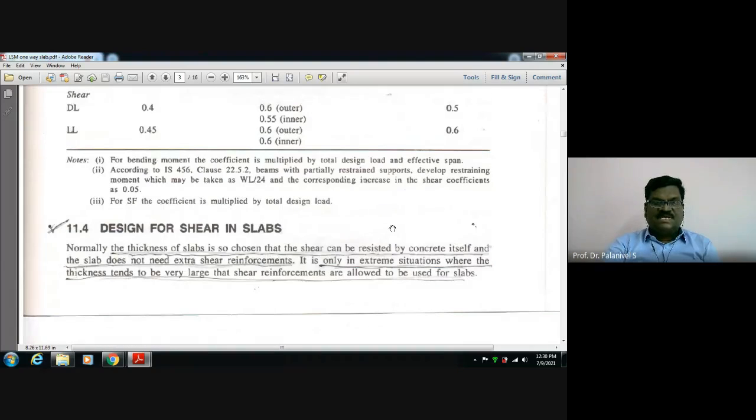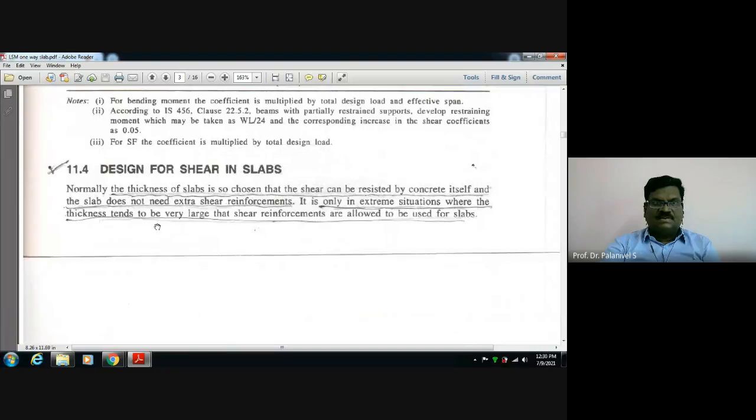Okay, design for shear. In slab we don't provide any shear reinforcement. With this, I will finish. First, I want to finish the theory part. The thickness of slab is so chosen that the shear can be resisted by concrete itself, and the slab does not need any extra shear reinforcement. So the concrete itself is capable of resisting shear. Extra shear reinforcement is not required.